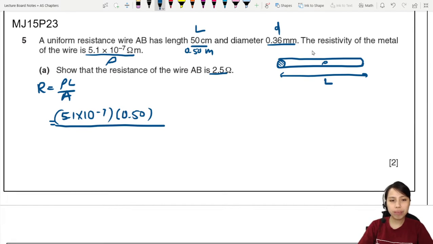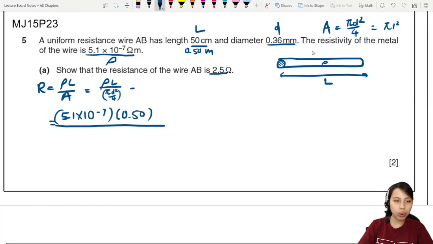They give us diameter. So for area, generally we can use pi d square over 4, which is a variation of pi r square, but it's easier to just do pi d square over 4. So we can change this to rho L over pi d square over 4, or we can put the 4 on top: 4 rho L over pi d square. Let's put the 4 on top.